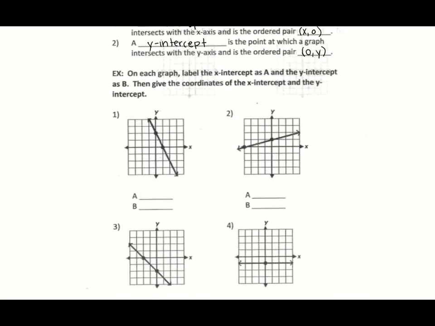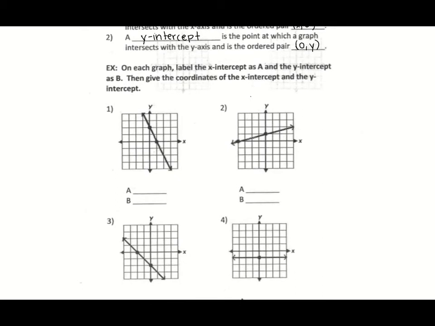On each graph, label the x-intercept as A and the y-intercept as B. Then give the coordinates of the x-intercept and the y-intercept. Okay, so let's start with our x-intercept as A. Our x-intercept is the place our line crosses our x-axis. So if we look at our x-axis right here, we got to find the point where our graph touches that x-axis, which is right here. So we can label this as A.